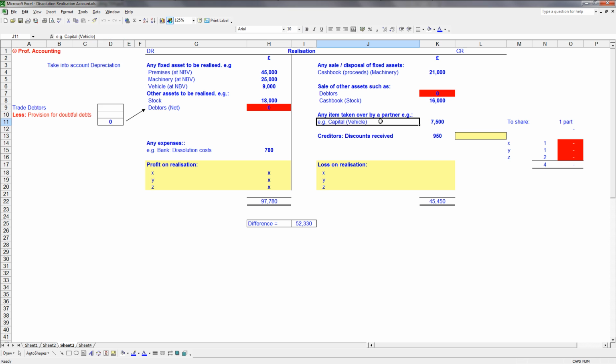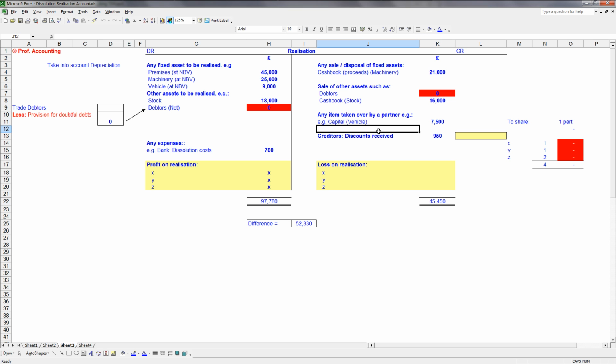In this case, they're taking it out a little bit cheaper than it's worth. They are making a loss because it's worth £9,000, and they're taking it at 7.5. But rather than numbers at the moment, just look at the rule. This is an asset going down. Remember, the vehicles have been transferred to this account because it's closing up the business.